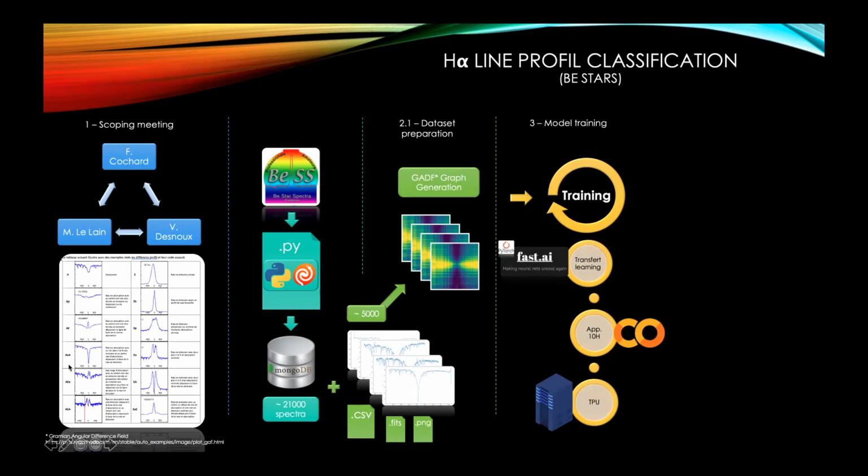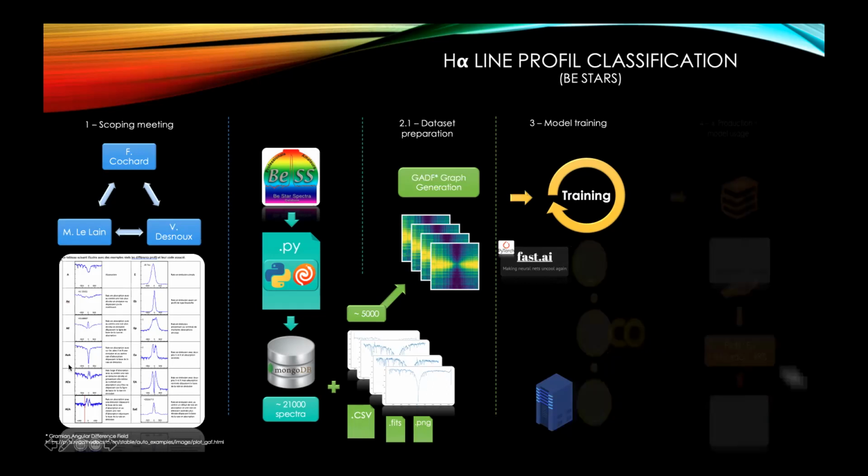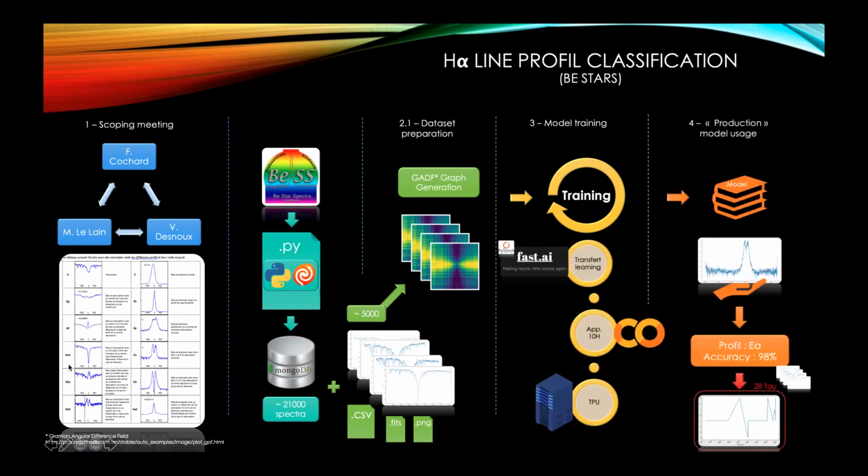And what is interesting with Colab, you can use a TPU, tensor processing unit, or a GPU. And it's free, so it is very interesting. After that, it gives you a model. You can give it your personal spectra, and it can detect the line profile. Here it detects it is emission and little absorption, with accuracy approximately 98%. So today it works. It seems to work.